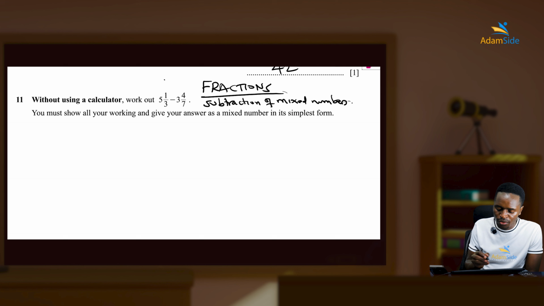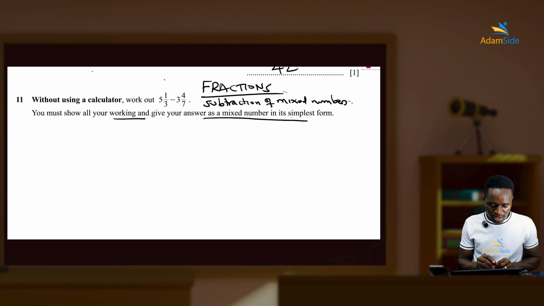Subtraction of mixed numbers. How do we subtract mixed numbers? You must show all your working and give your answer as a mixed number in its simplest form. So without using a calculator, work out this one, show all your working, and give your answer as a mixed number in its simplest form.